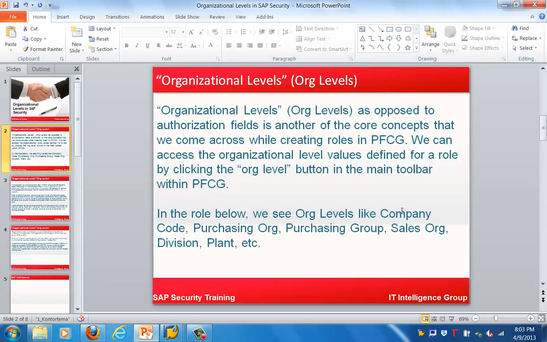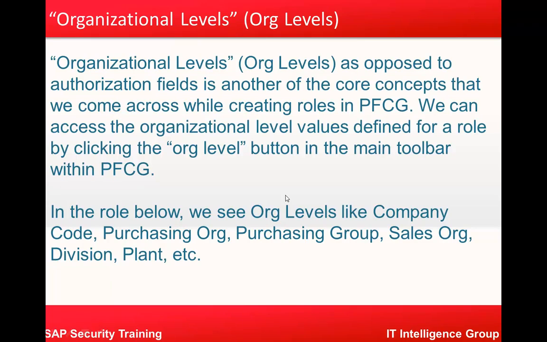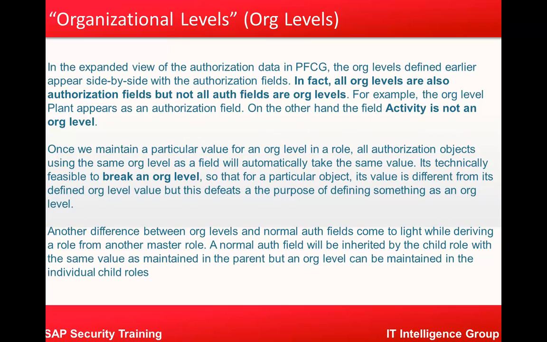We have just seen the organizational level security. So organizational level, as opposed to the authorization field, is another core concept. We had seen authorization level, and here we saw the organizational level based security. We saw that we can control based on company code, purchasing organization, purchasing group, sales group, division, plant, etc. So that is the organizational level security.